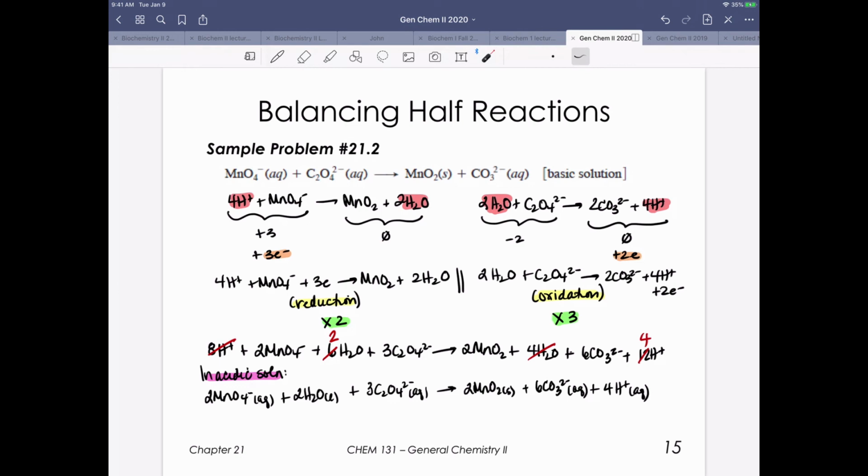All right, the last piece is to say, this asked us to do it in basic solution. Remember the directions for balancing in basic solution: we have to find out where the H pluses are, and we're going to add the same number of OH minus ions to both sides of our half reaction. That allows us to make sure that it stays balanced. When we add H plus and OH minus, that's going to generate water. And then we'll have to reconcile where we have a net accumulation of water. So go ahead and pause the video and try to finish out this problem in basic solution.